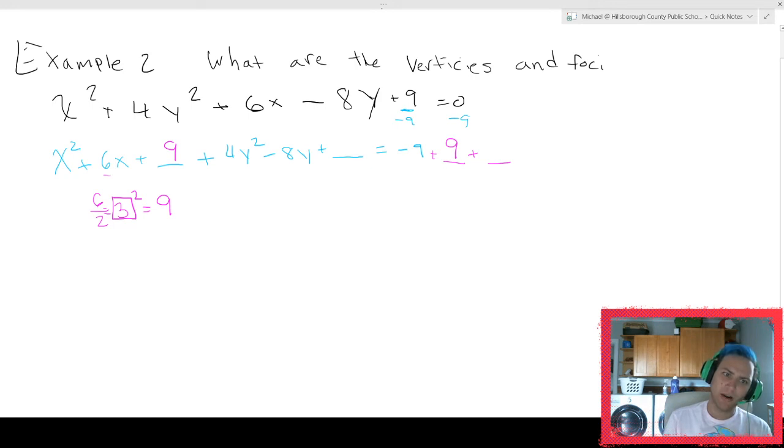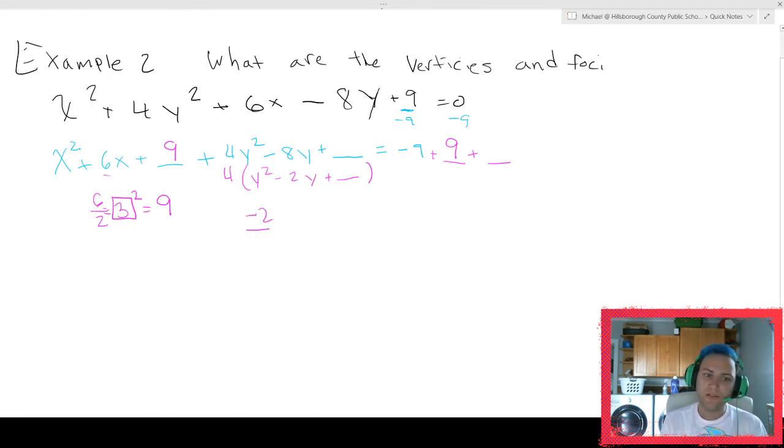This creates a problem. I got a 4 and an 8. So what I'm going to do is factor out a GCF there: y squared minus 2y plus blank. Important to know, you cannot complete the square if there's not a 1 in front of the y squared term or the x squared term. So you always got to factor out whatever that is to make it so it's a 1 in front. So now I can go ahead and do it.